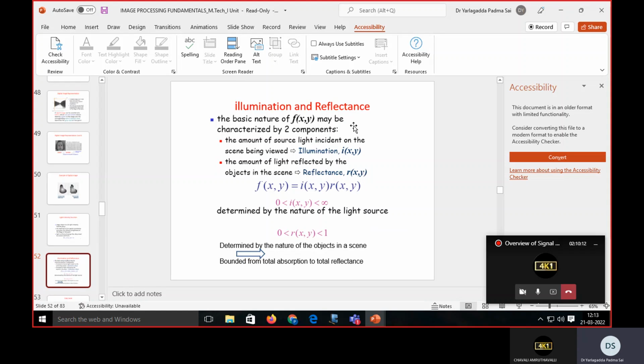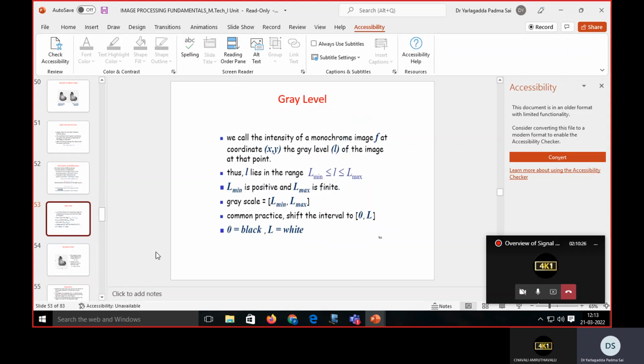How we are able to identify your object, you already studied in your intermediate. The same principle applies here also. Always your illumination should be between 0 and infinity. Reflectance should be between 0 and 1. And gray level, I already mentioned: L min to L max, generally 0 to 255, for example if it is 8 bit, 255. 0 is black, L is white.